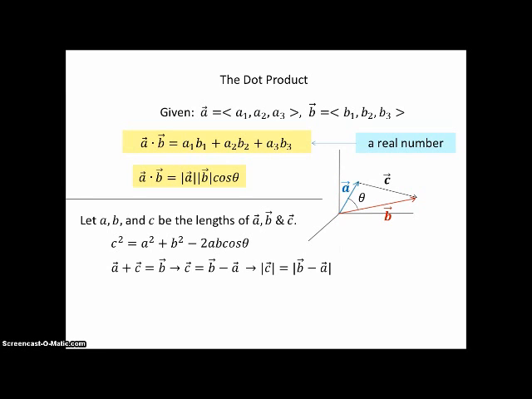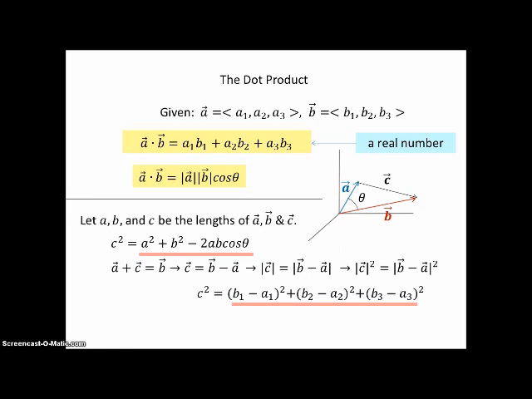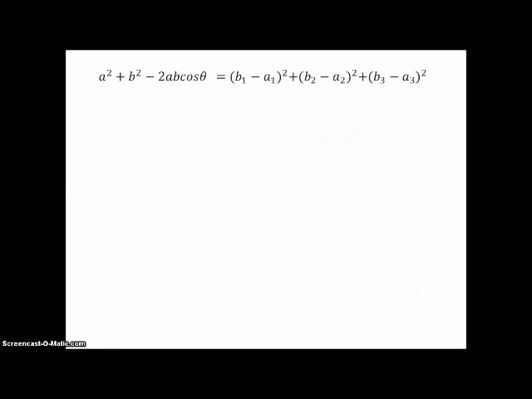And so the length of C is equivalent to the length of vector B minus vector A. And if we square both of them, then they're still equivalent. So using the components of vector B minus vector A, we can get C squared equal to the square of the individual components. So now we've got 2 expressions for C squared. And so on the next page, we're going to set those equal.